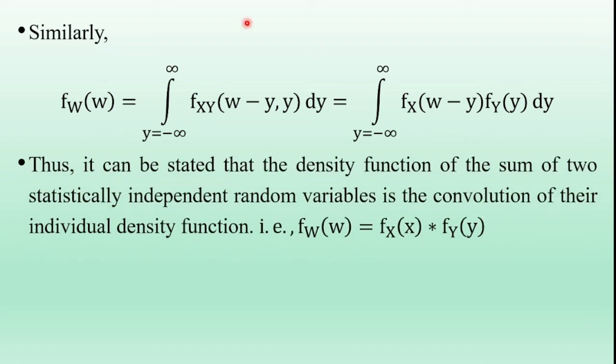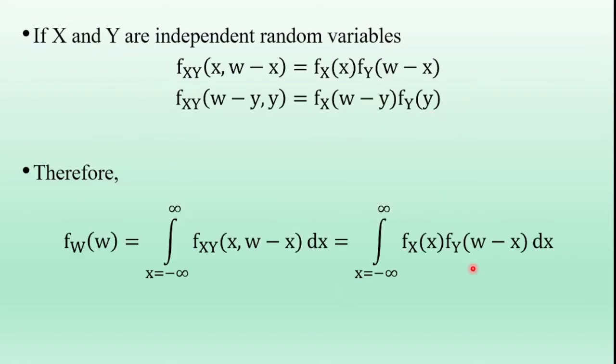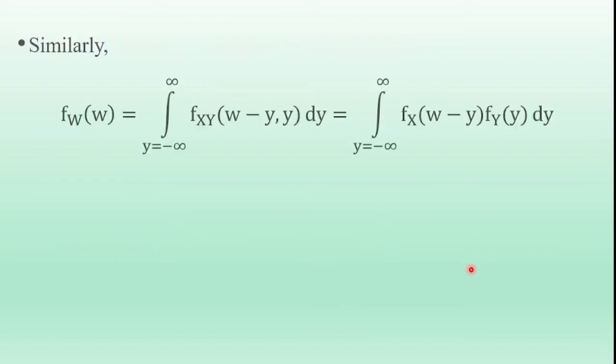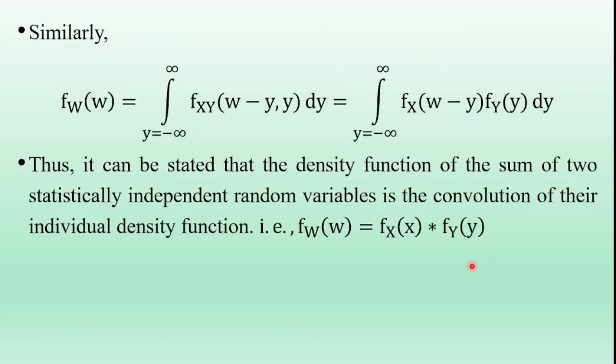From the right-hand side of this equation and the right-hand side of that equation, we can observe that the density function of the sum of statistically independent random variables is a convolution of their individual density functions. That is, f_W(w) is equal to f_X(x) convolution f_Y(y). And what is the definition of convolution? f(t) convolution h(t) is equal to the integral from minus infinity to infinity of f(tau) into h(t minus tau) d tau. That is the convolution between two signals.